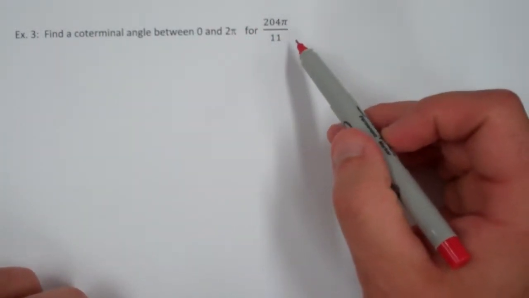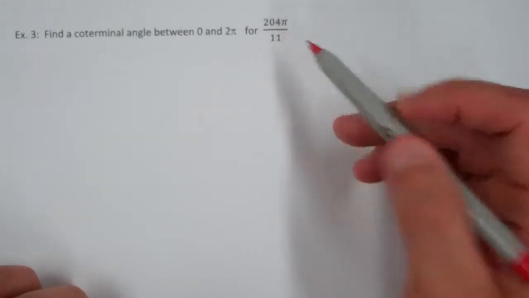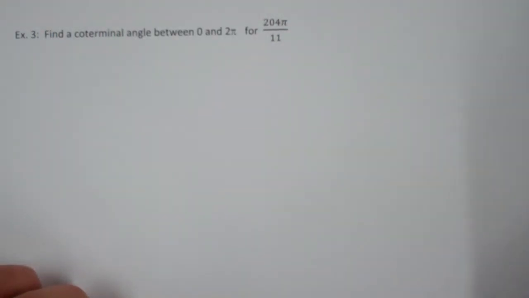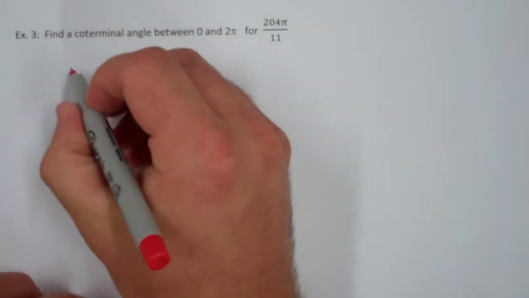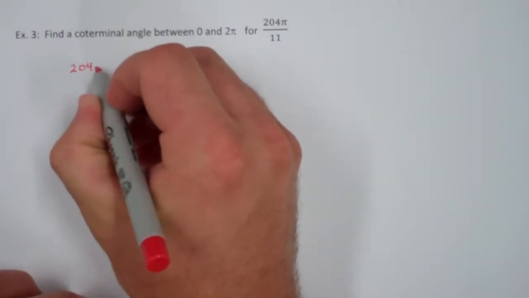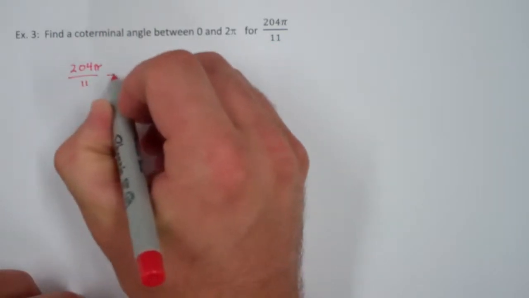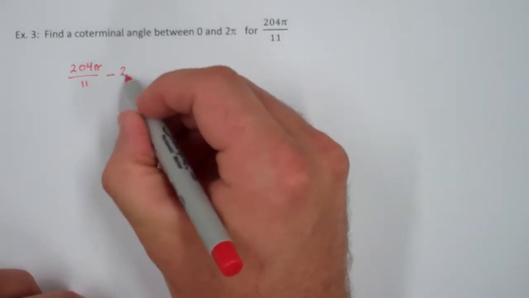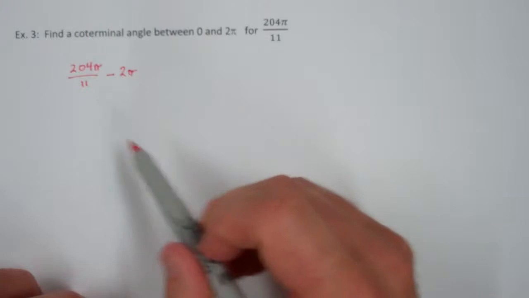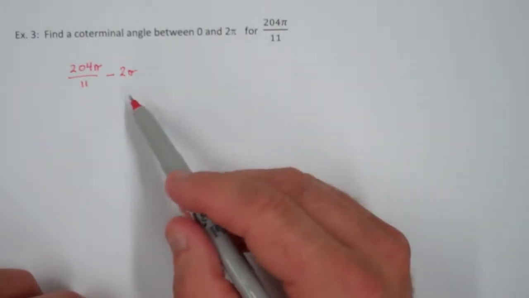There's a few different ways you can do this. You can change this angle into degrees and then go from there. That's totally acceptable. Although, if we take a different approach, what we can do is just subtract 2 pi every single time, and we'll just keep going until we get something between 0 and 2 pi for this one.